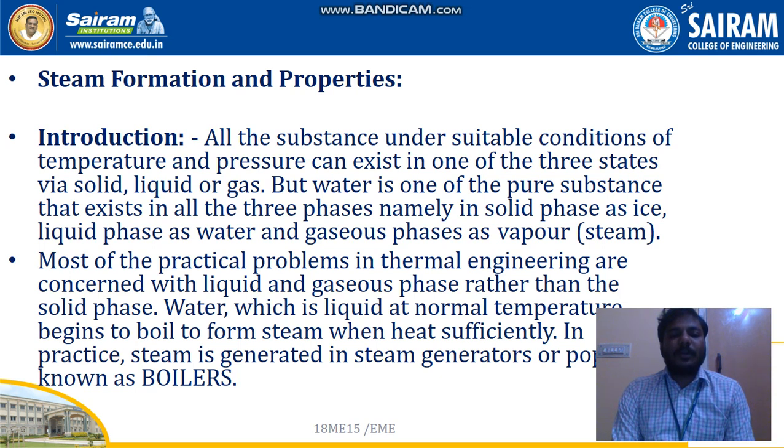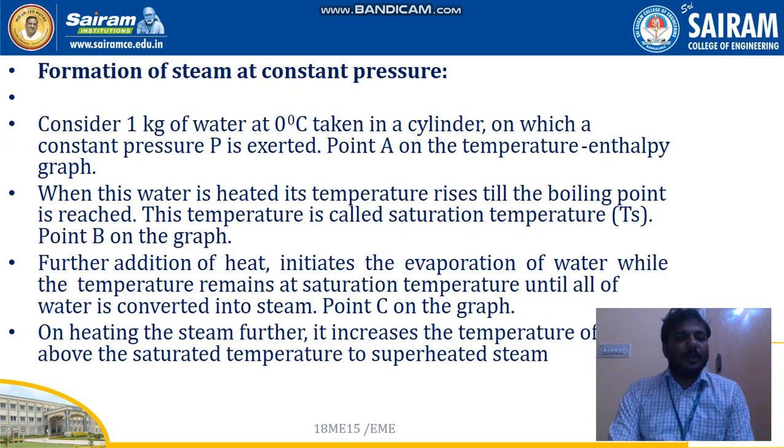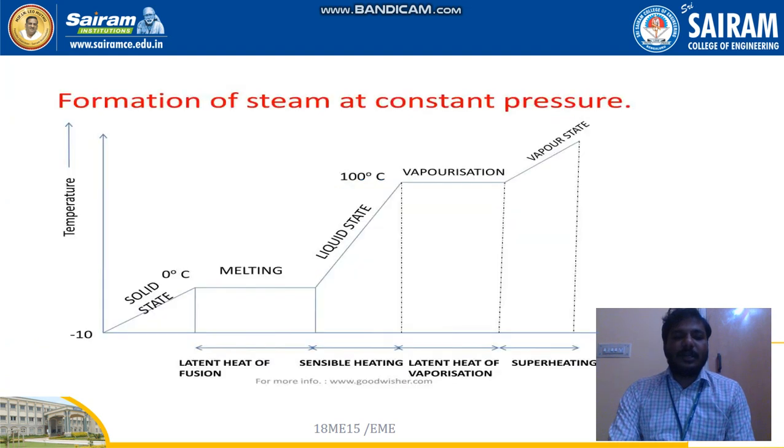Next we're going to discuss the properties of the steam and how it forms, along with a diagram. Formation of steam at constant pressure. Considering 1 kg of water at 0 degree Celsius taken in a cylinder, at constant pressure P, starting at a point A, with the temperature and the enthalpy. This is a graph where you can see the formation of steam at a constant pressure.